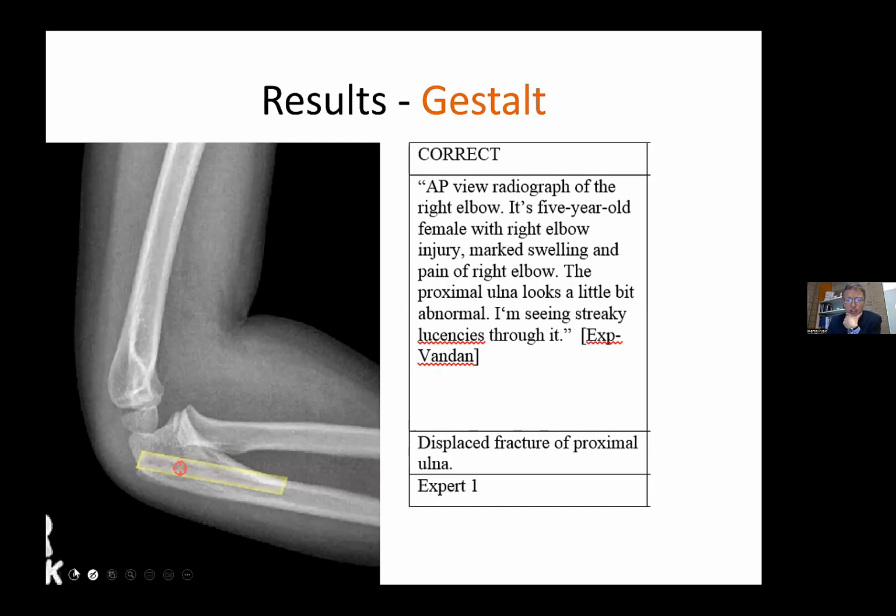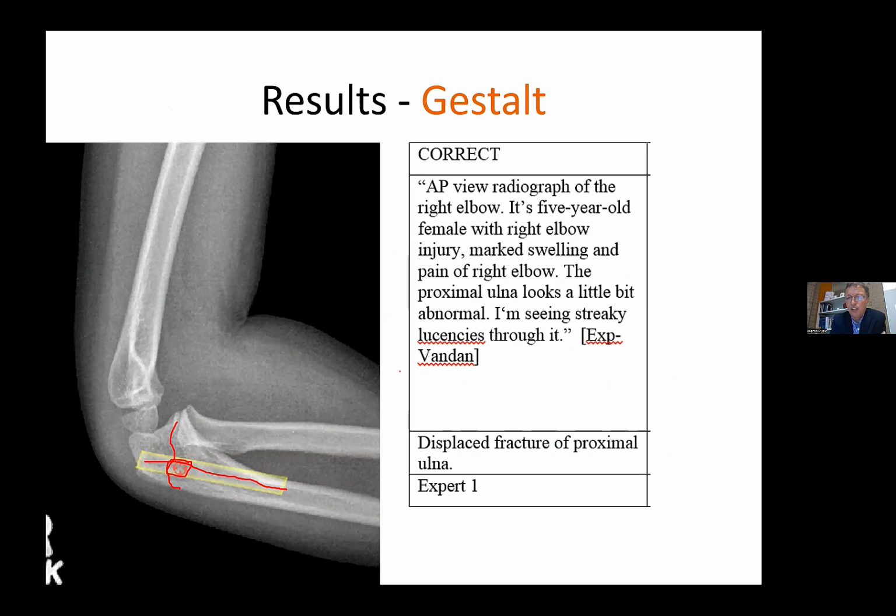And so the Gestalt, this is what this looked like. Here's the example of an elbow X-ray that has a fracture along here at the proximal ulna, and the person put their red X in the right place. Whoops, I drew the fracture in the wrong place. Embarrassing at your own talk. Here it is, inside the yellow box. And so the person got this right.